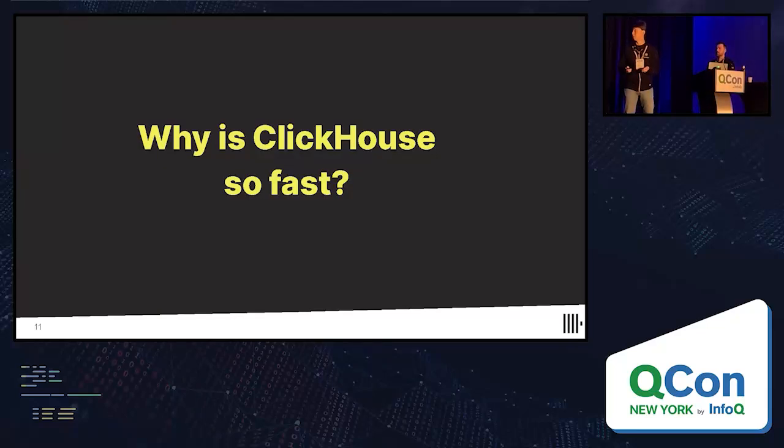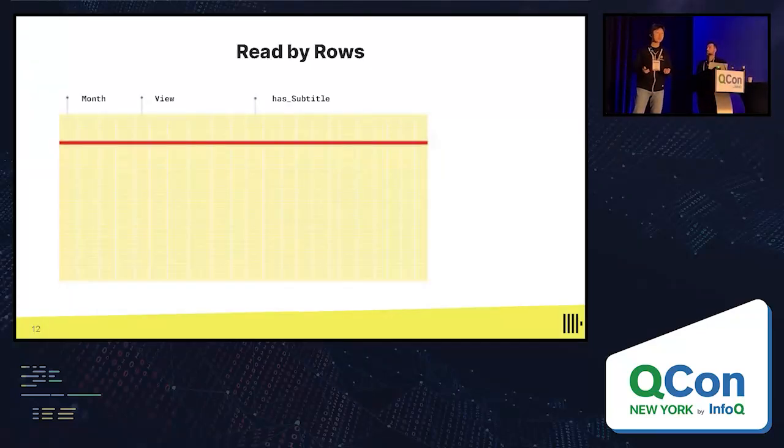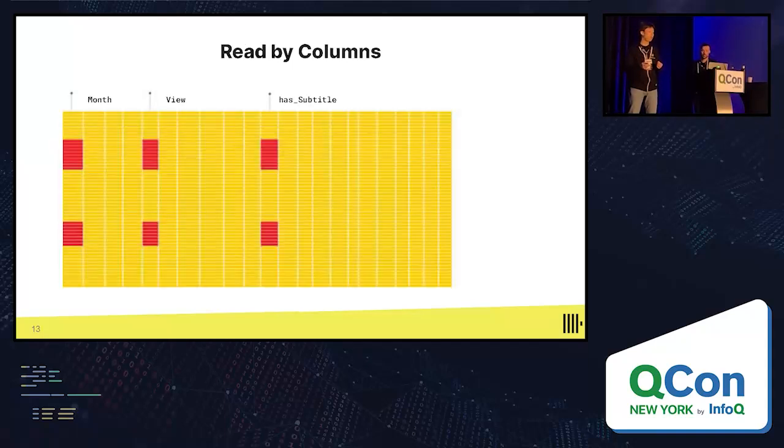So how is it possible? Why is ClickHouse so fast? In a traditional database, all the data are organized in rows. So for queries like the previous slide shows, even if the query is interested in only 3 columns, basically month, view, and has subtitles, the aggregation queries will need to not only retrieve those 3 columns, but also all the other columns that are present in the same row of those data. That creates a lot of waste.